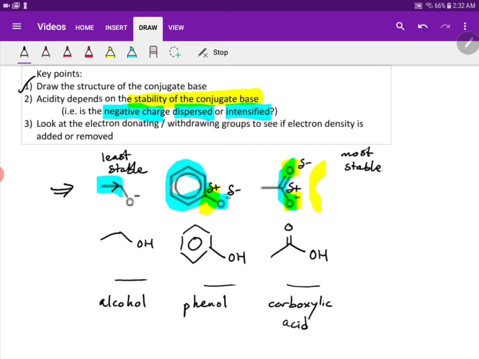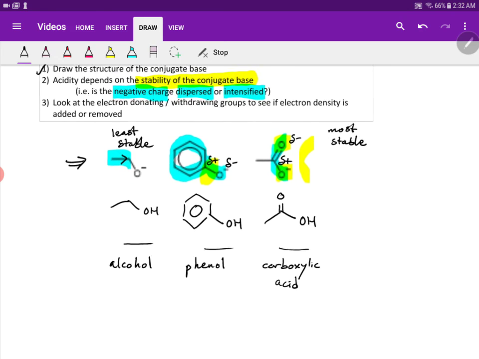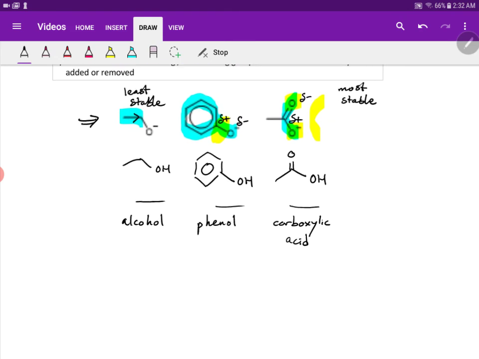That is why it will stay that way and will not move in the reverse direction. The position of equilibrium will lie towards the right, and so it's more acidic. So how do I represent this in an equilibrium equation?